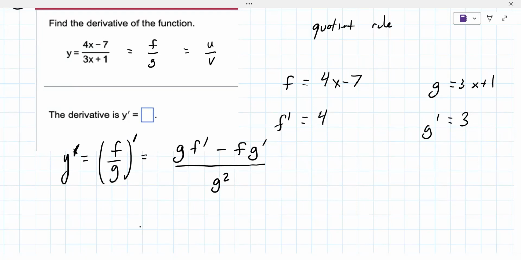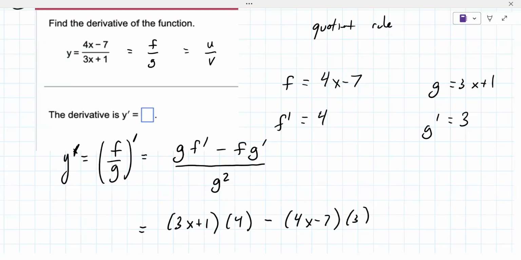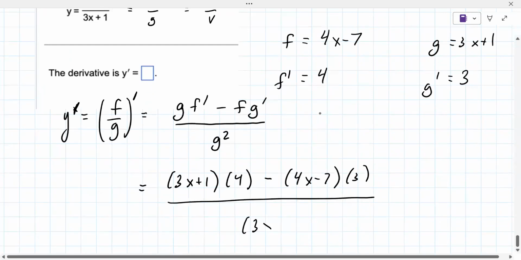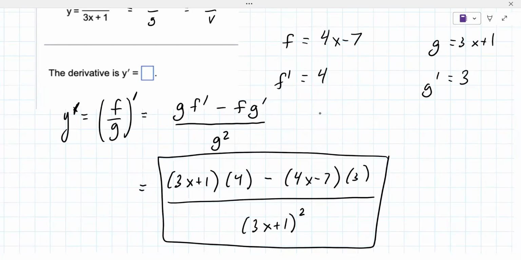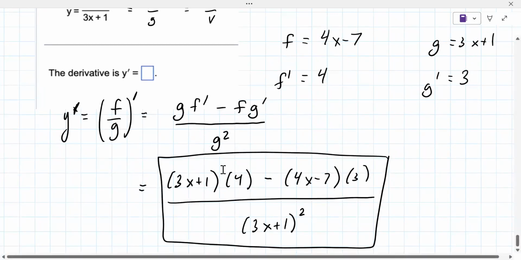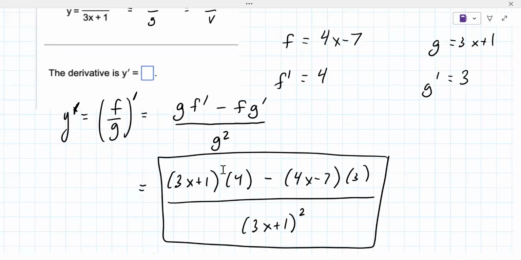All right, and so now it's just a matter of putting those things back into the equation here. So it's 3x plus 1 times 4 minus 4x minus 7 times 3 over 3x plus 1 squared. I believe you don't need to simplify it, and you should use parentheses to group terms to organize it. So I can put it in that way? Yes, okay. Generally we'll accept that.